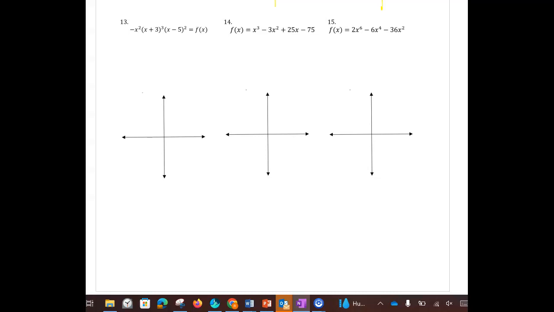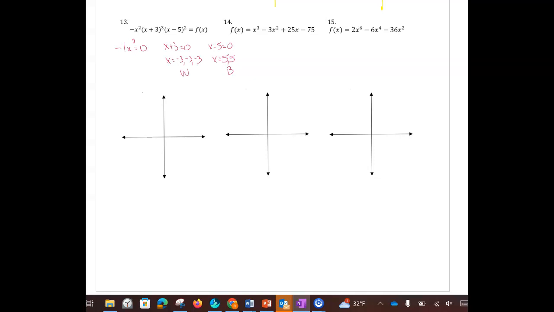So what I would do is take each factor that has an x and set it equal to 0. Here there are technically 3 of these x plus 3's, but I'm just going to set one of them equal to 0, and then 2 of these x minus 5's. When I do that, I get an answer of 5 twice, which means it bounces. I get an answer of -3 three times, which means it's going to wiggle.